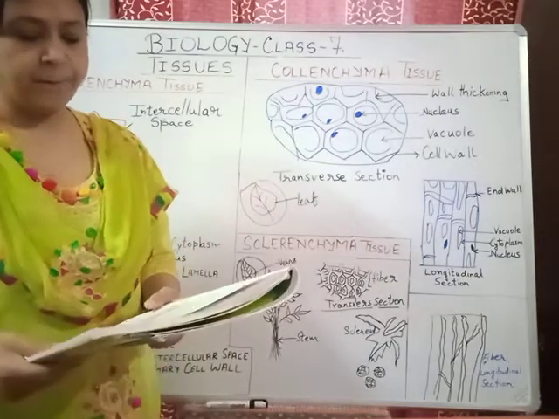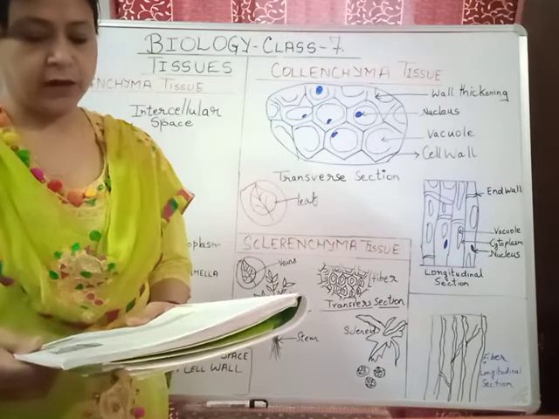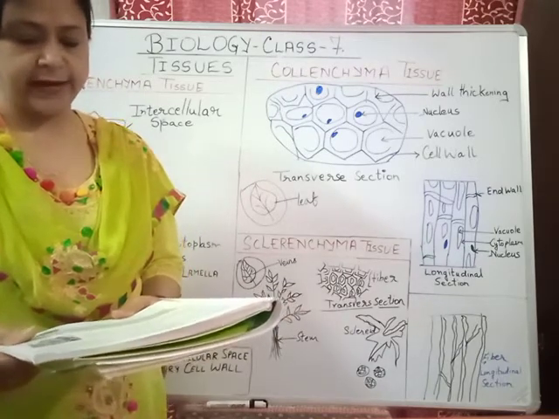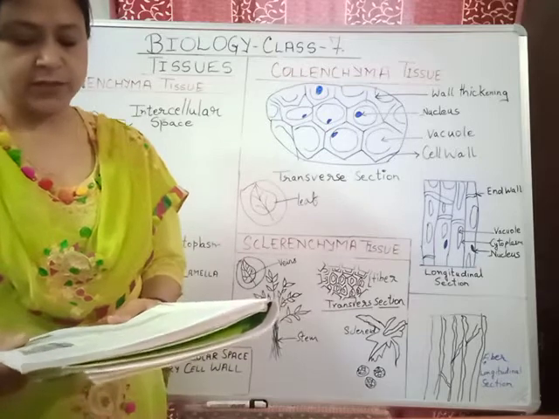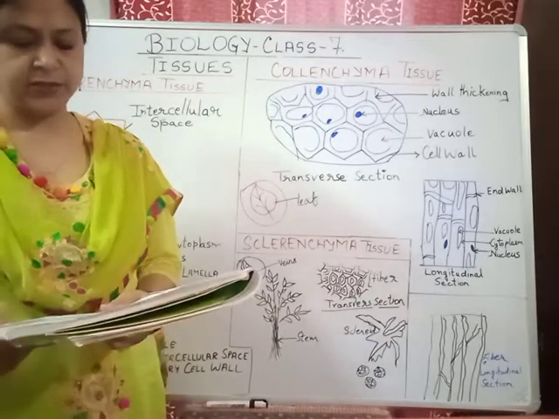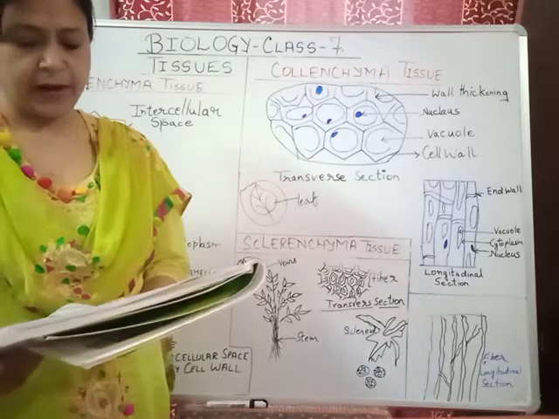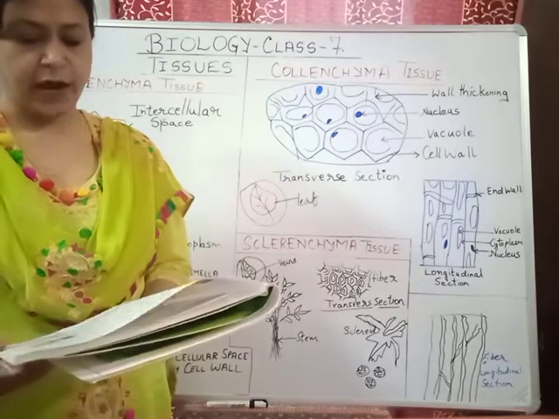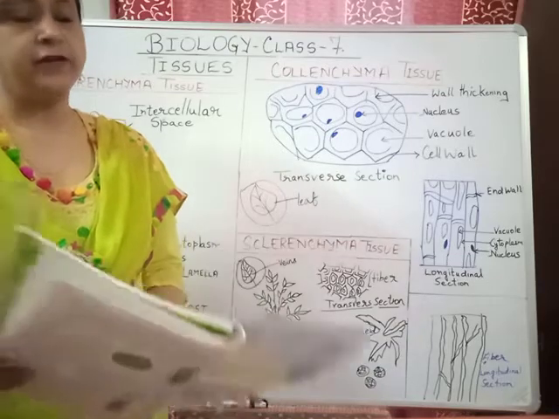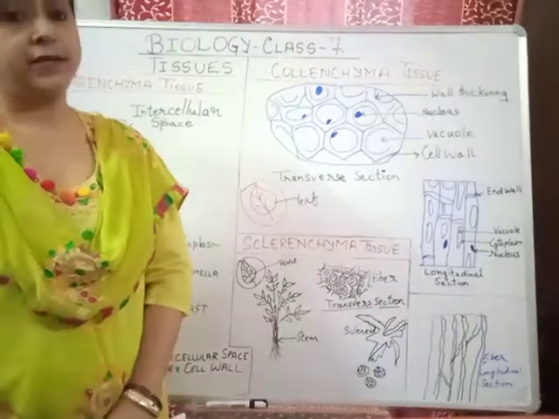Let's see complex permanent tissue. A group of more than one type of cell working together as a unit and having a common origin is called complex permanent tissue. The main complex permanent tissues in vascular plants are xylem and phloem, also called vascular tissue. Children, we are going to finish this here only.